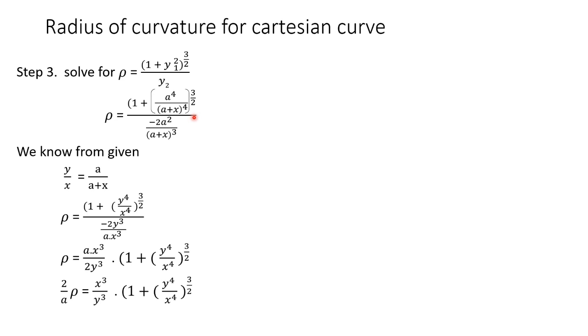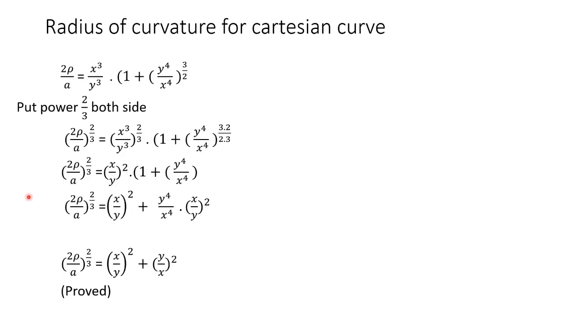Since in the question rho by a to the power 2 by 3 is asked, first we will bring this 2 and a to the left hand side, then multiply to the power 2 by 3 both sides, we get this. Here 3 and 3 get cancelled, and here 3 by 2 and 2 by 3 get cancelled, we are left with this. Now, x by y whole square multiplied by 1 we get this plus x by y whole square multiplied by y to the power 4 by x to the power 4, cancelling y square and x square, we get y by x whole square, hence proved.